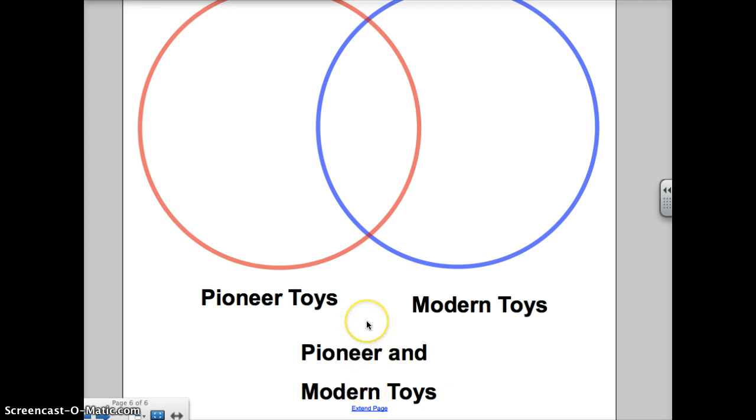What I would like you and your team to do is to get a word bank. Read the different types of toys on the word bank. And then using a Venn diagram, I'd like for you to talk to your team about this, and put each toy description in the correct spot on the Venn diagram. If it's a Pioneer toy, label it under Pioneer. If it's modern, label it under modern. And if it can be in both, please label your Venn diagram as Pioneer and Modern toys.